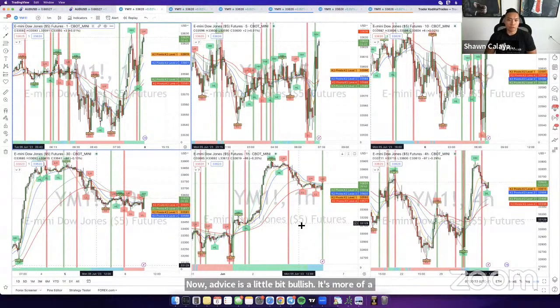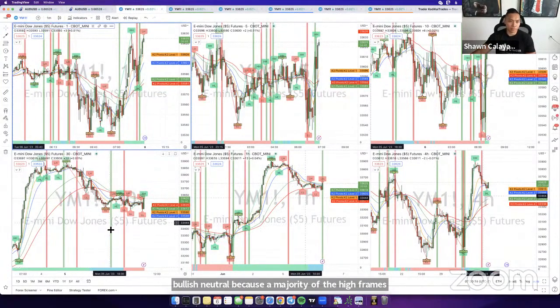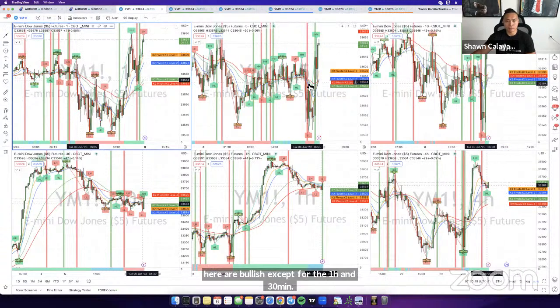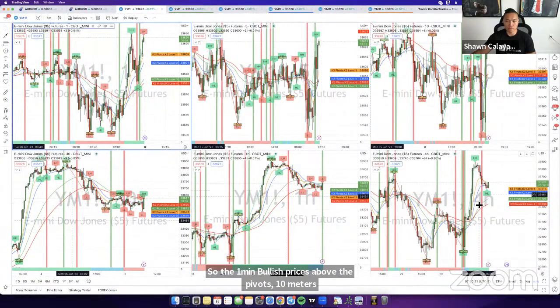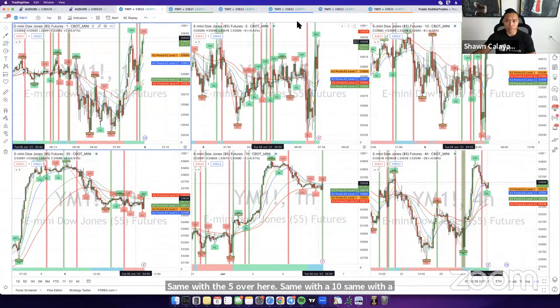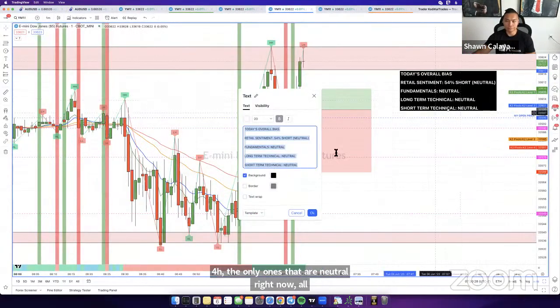Majority of the time frames here are bullish, except for the 1 hour and 30 minute. So the 1 minute's bullish, price is above the pivots, trend meter is green, pivots are angling up. Same with the 5 over here, same with the 10, same with the 4 hour. The only ones that are neutral right now are the 1 hour and 30 minute time frame. So with that said, I'm gonna go and make an update over here.